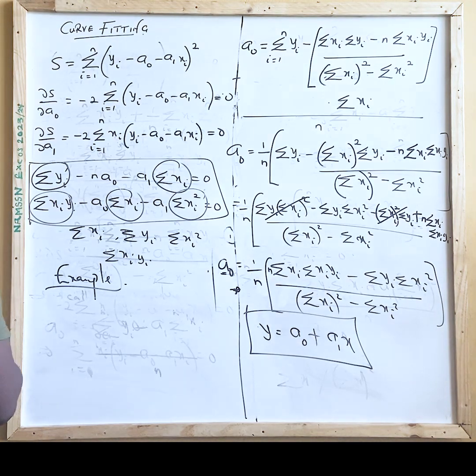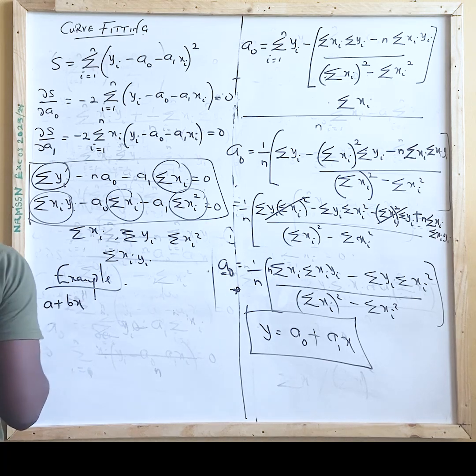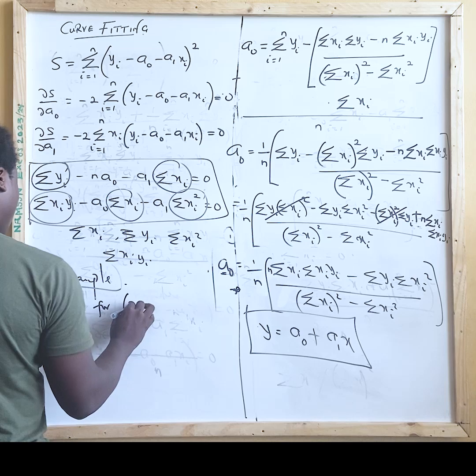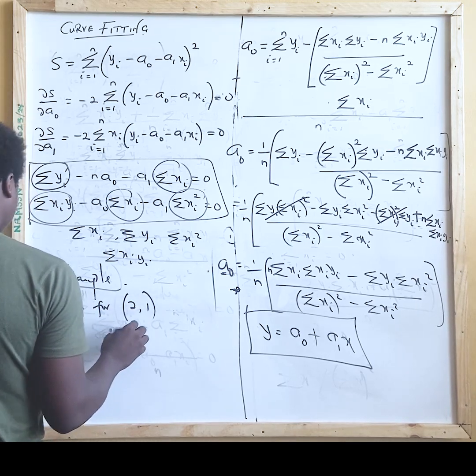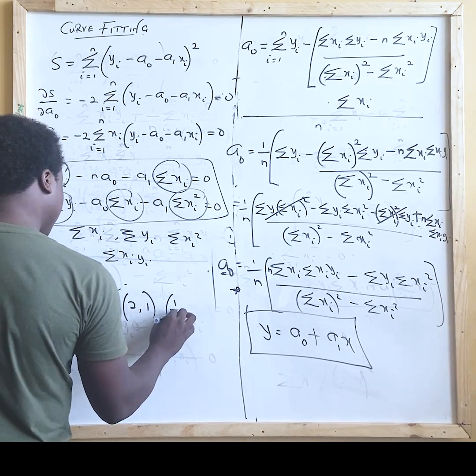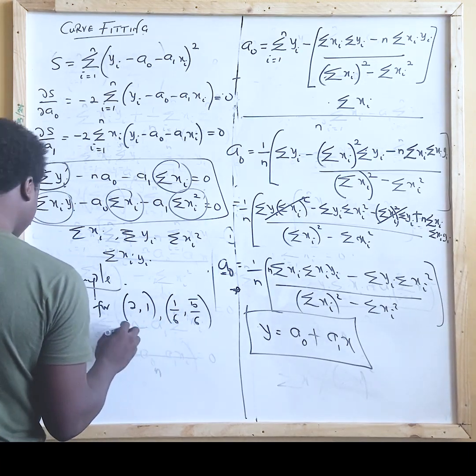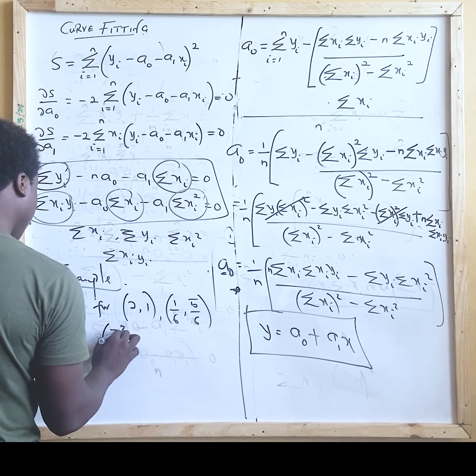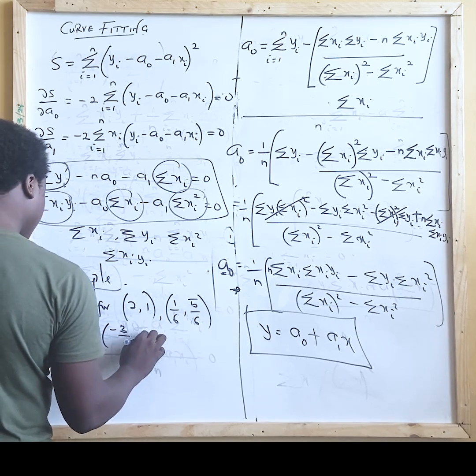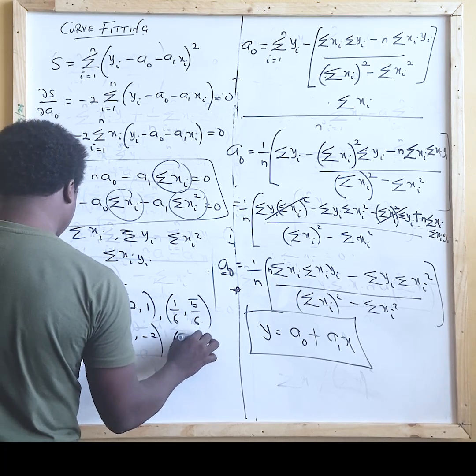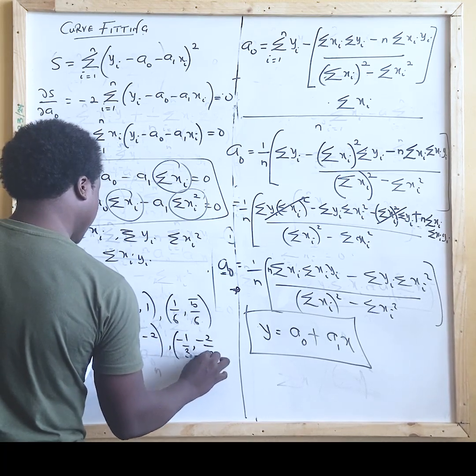Use the least square method to fit the line a plus bx for 2, 1; 1 over 6, 5 over 6; minus 3 over 2, minus 2; and minus 1 over 3, minus 2 over 3.